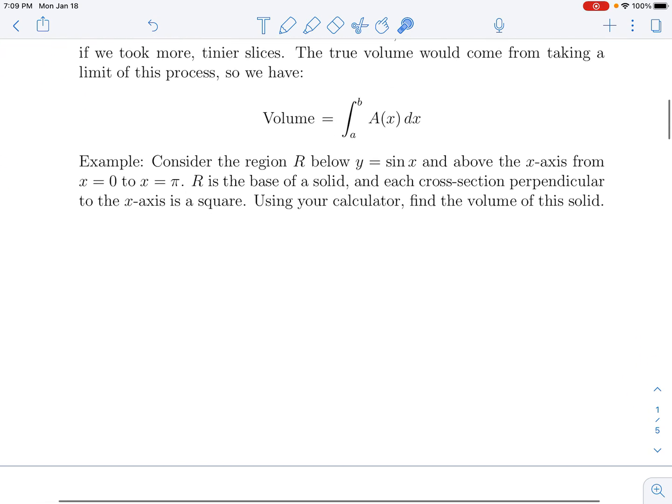So here's an example. See if you can make sense of this. Consider the region R below y equals sine of x and above the x-axis from x equals 0 to x equals 3. You should be able to draw a rough picture of this. I will do it in a moment, but you just need a schematic to organize things. We're going to think of R as the base of a solid, and each cross section perpendicular to the x-axis is a square. Using your calculator, find the volume of this solid. So hit pause and at least try this.